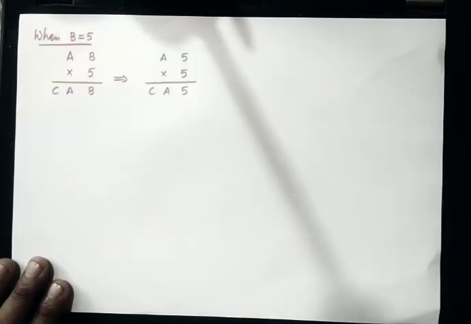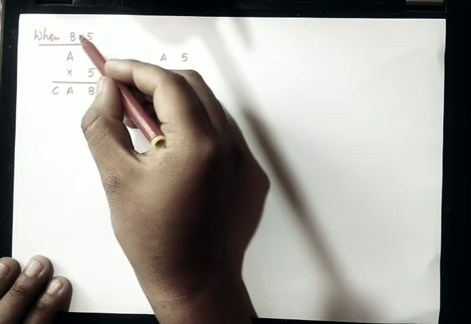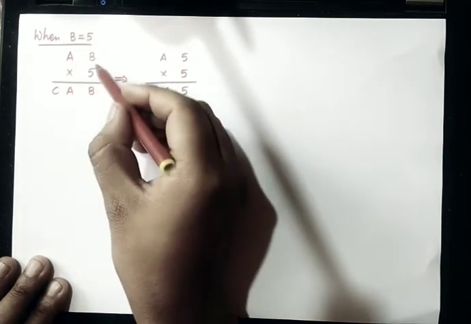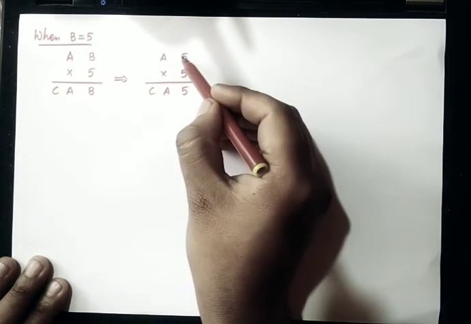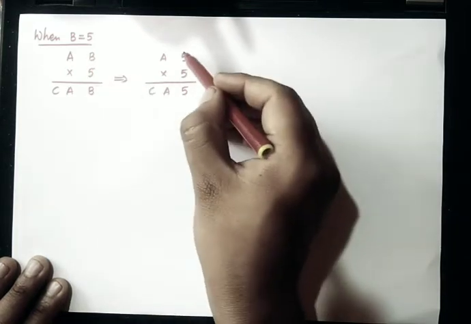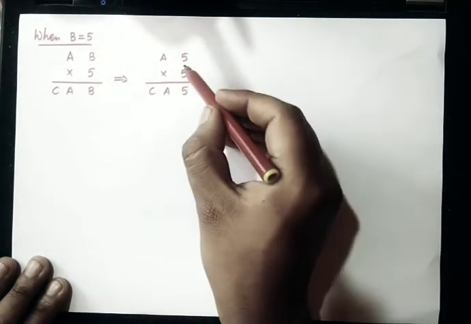So we have finished the case when B is equals to 0. Now we'll go to the next case when B is equals to 5. If B is equals to 5, this was our question, and this can be rewritten as this much. So wherever B is there, I have replaced with 5. So let's do the sum.